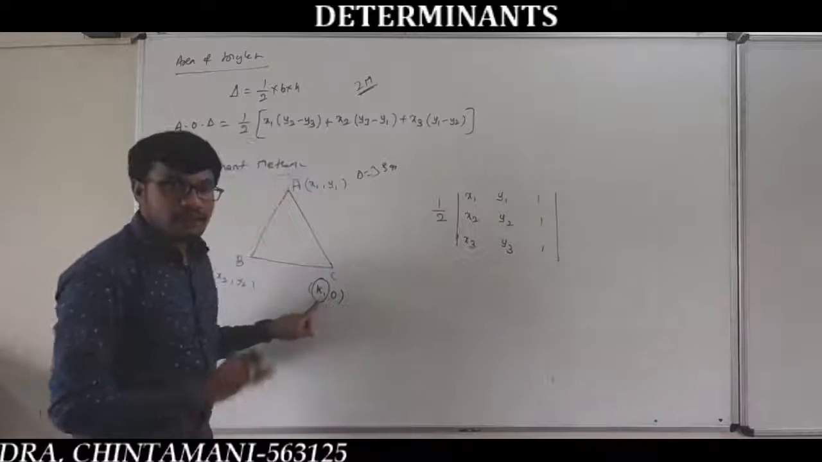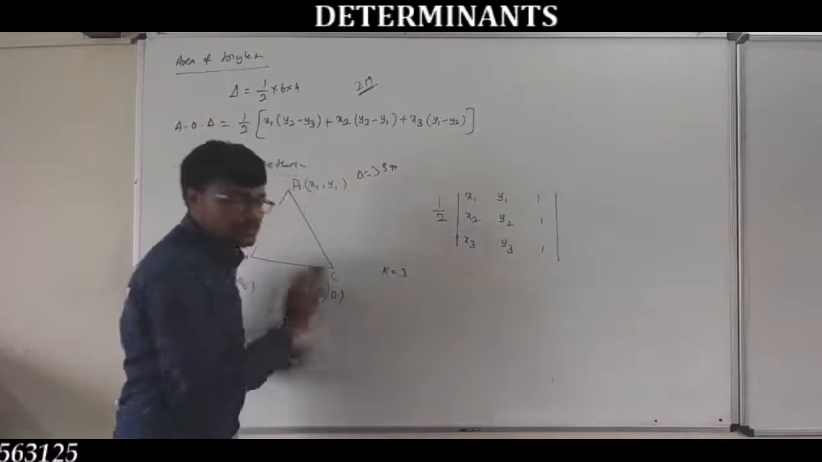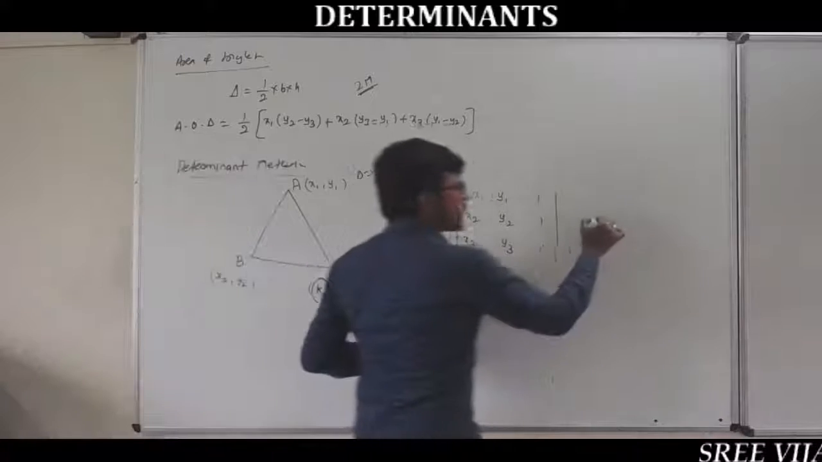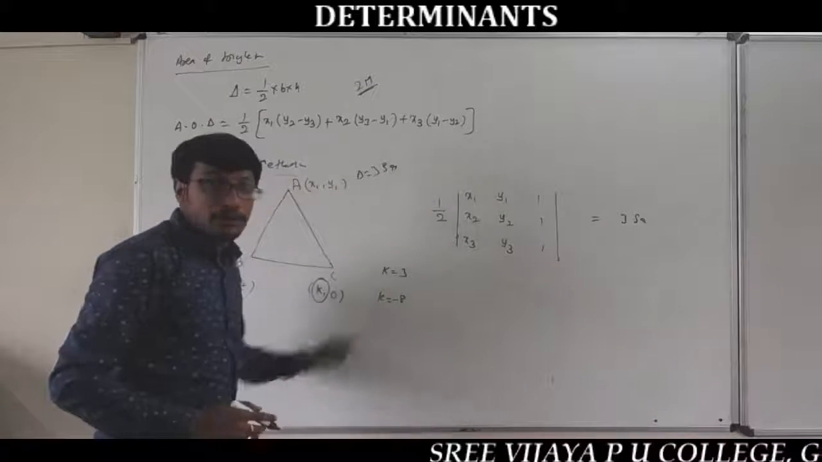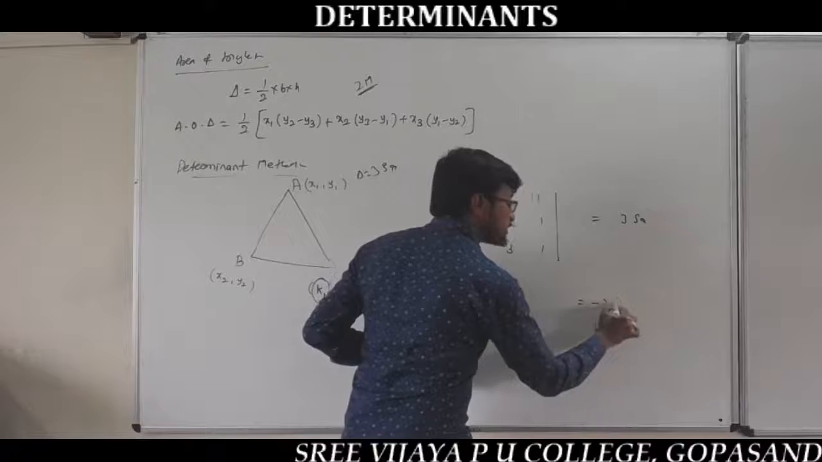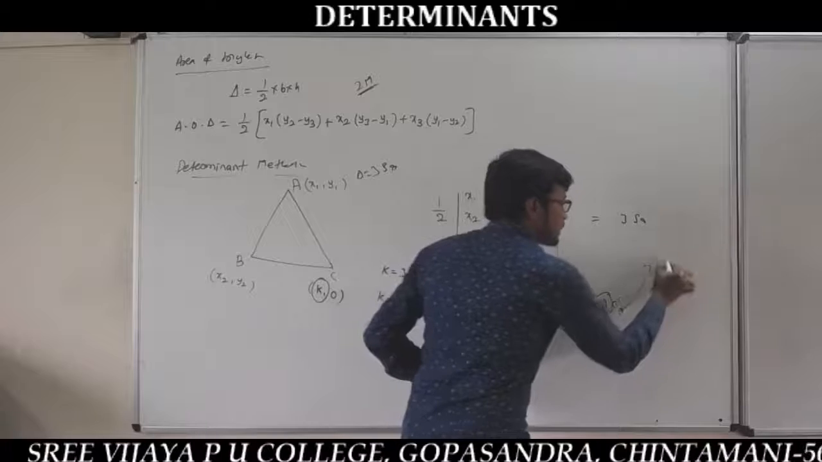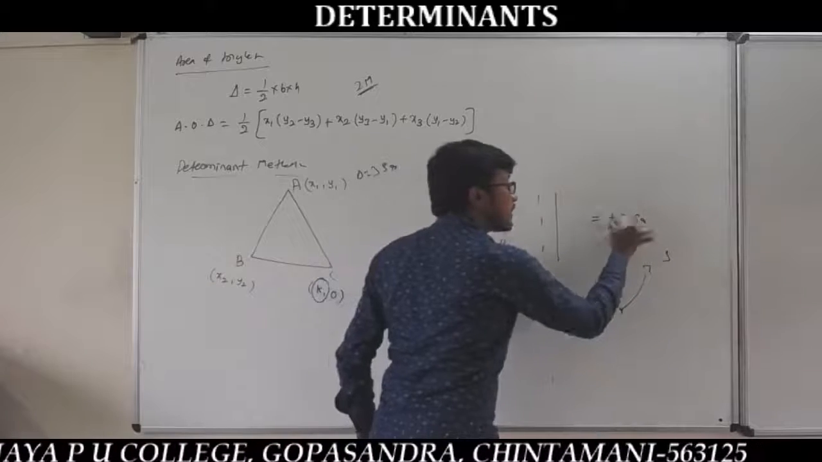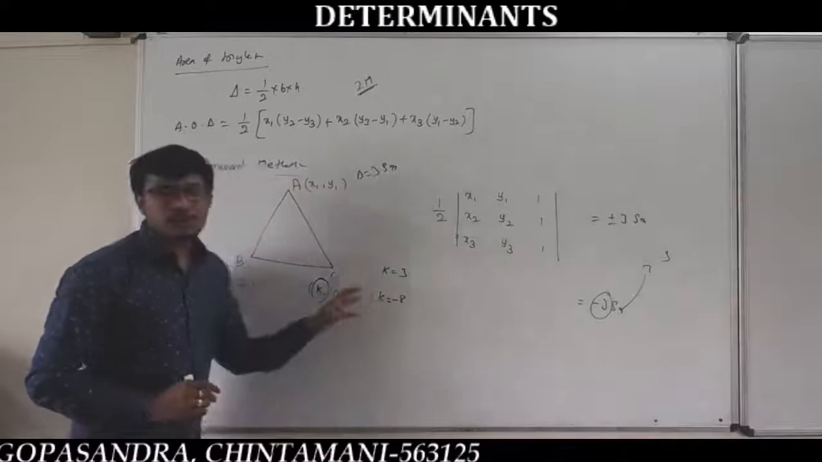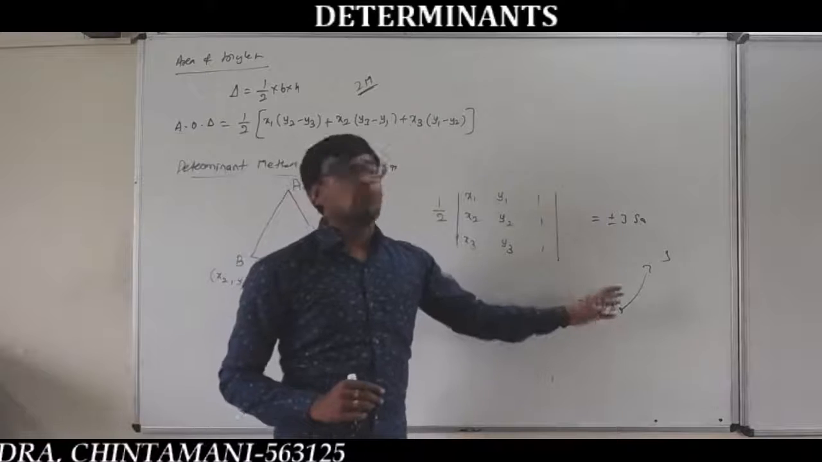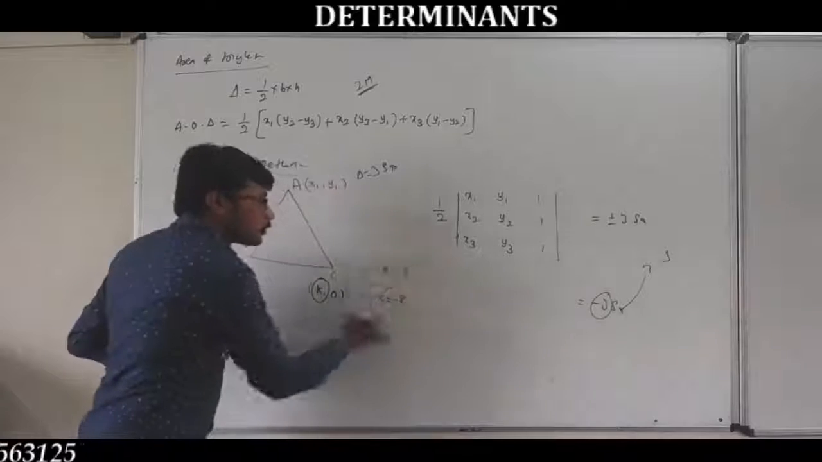For this k, you will get two values, and you will get the same answer. Suppose one of the values is k equals 3, the answer will be plus 3 square units. Suppose you take k equals minus 8, for this you will get the answer as minus 3 square units. But since area is a positive quantity, you can write this minus 3 as plus 3. So whether it is minus 3 or plus 3, the area is taken as positive only, right?